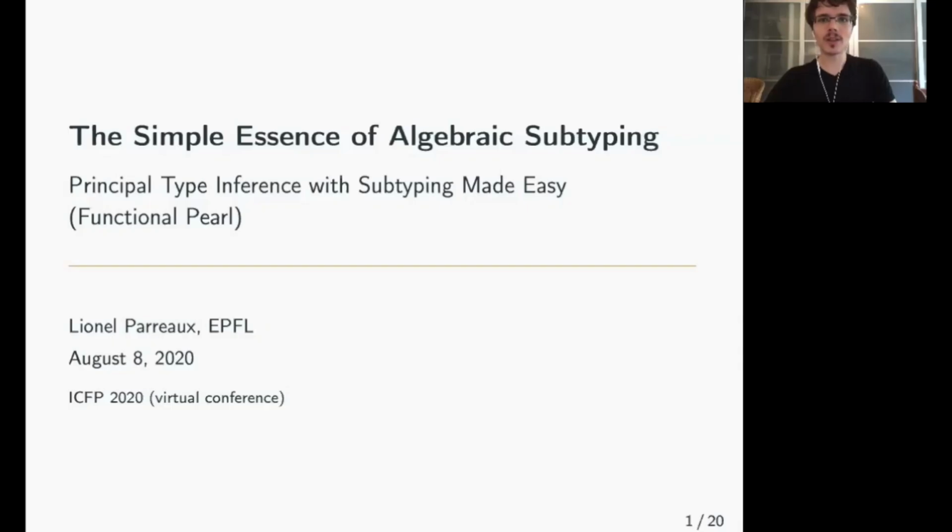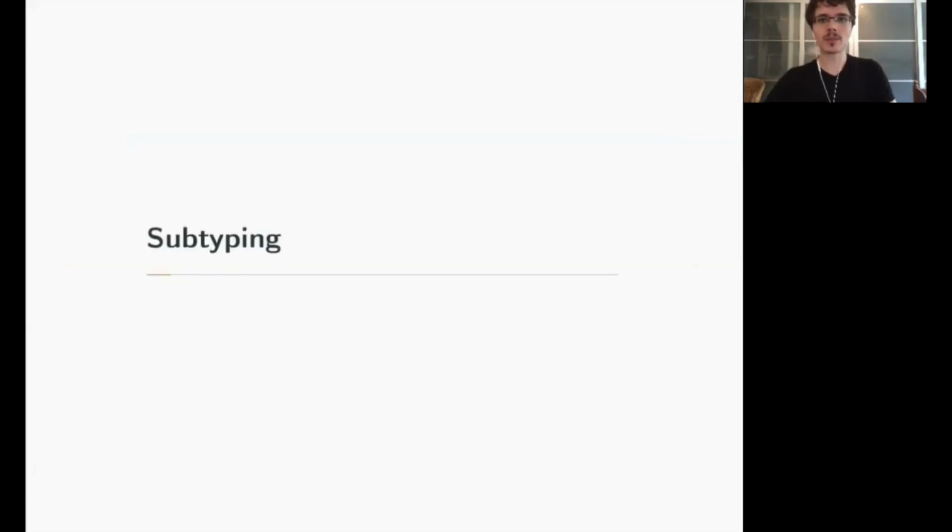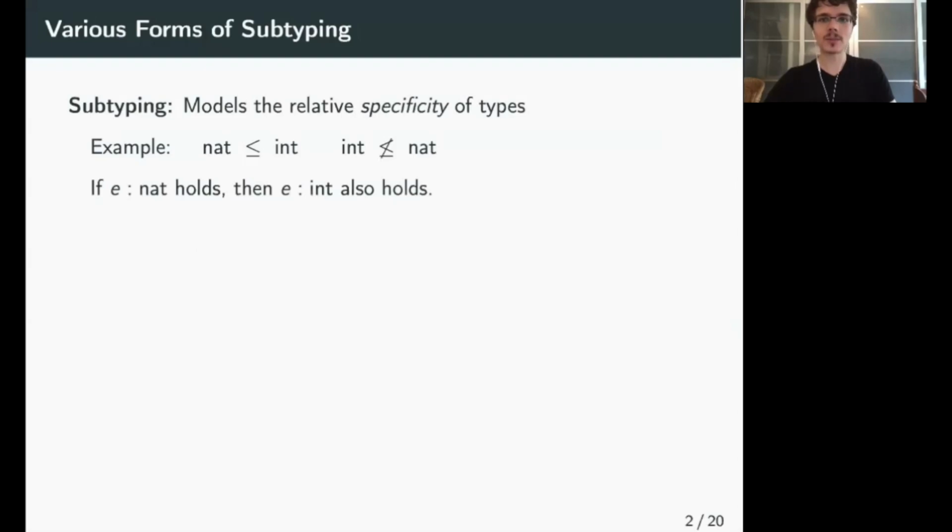Hi, I'm Lionel Parreaux, and I will present my functional pearl on the simple essence of algebraic subtyping. But first, what exactly do we mean by subtyping? Subtyping is a type system feature used to model the relative specificity of types. For instance, the type nat of natural numbers is strictly more specific than int because all nat values are also int values, but the converse is not true.